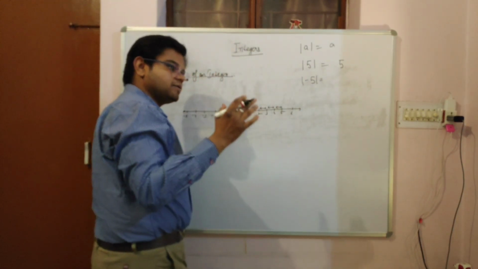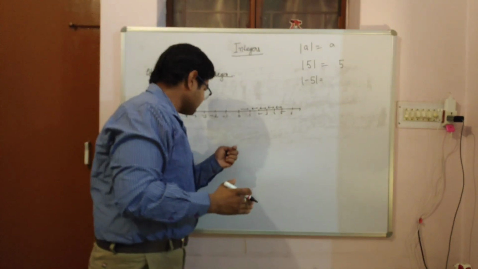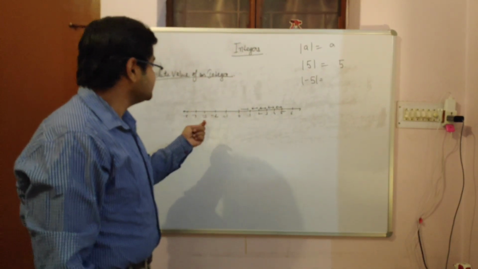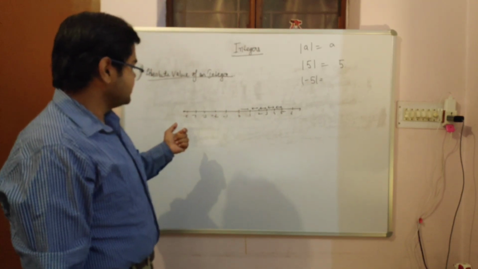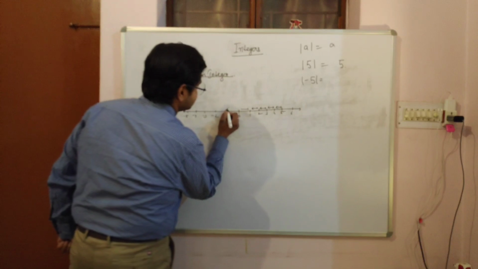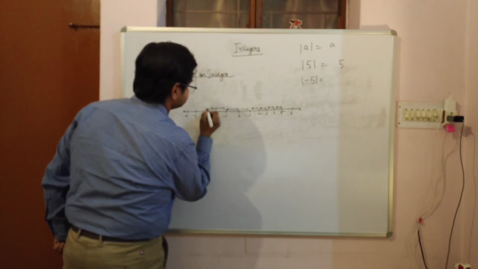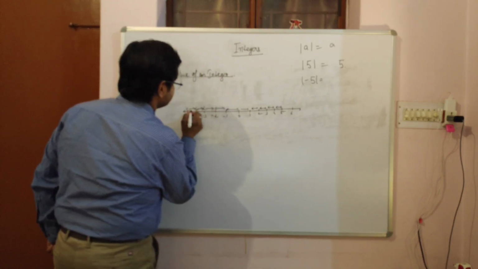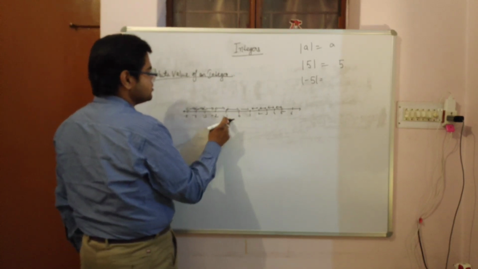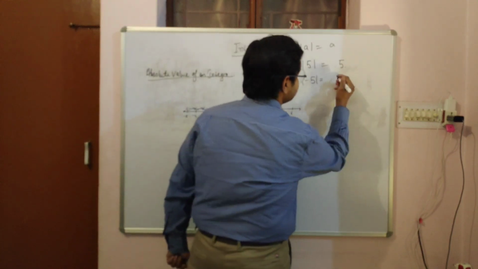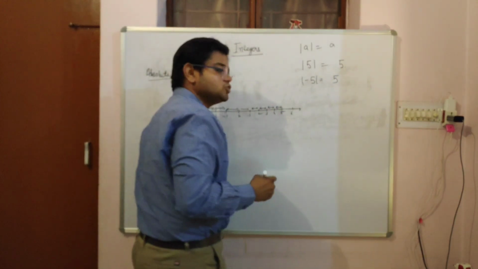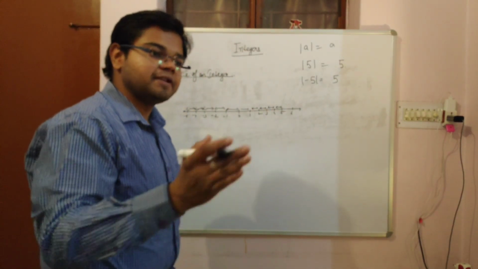So by definition, it means we have to find the distance between the 0 and the given number. So how much distance do we have? 1, 2 units, 3 units, 4 units and 5 units. So what is the distance between 0 and minus 5? 5 units. So what will be the absolute value of minus 5? It will be 5. So absolute value is independent of sign.